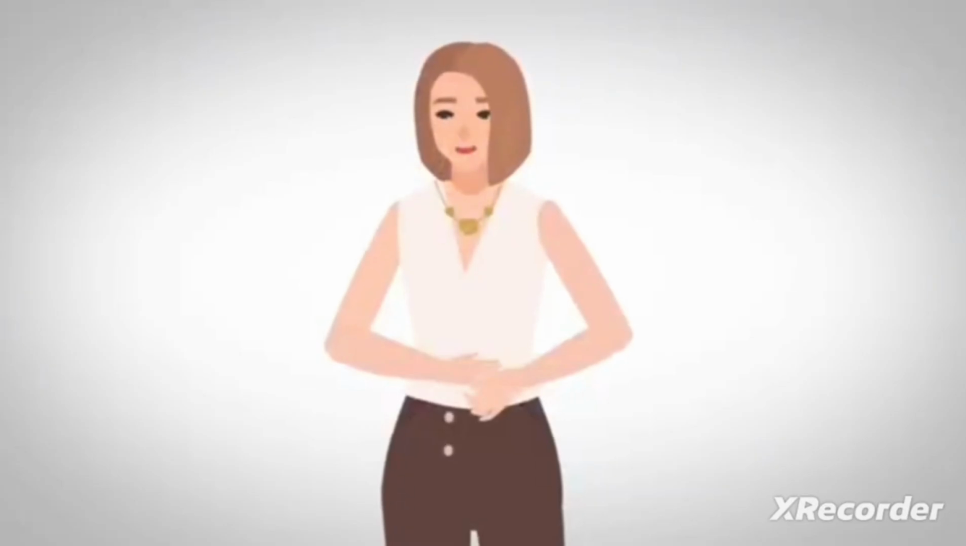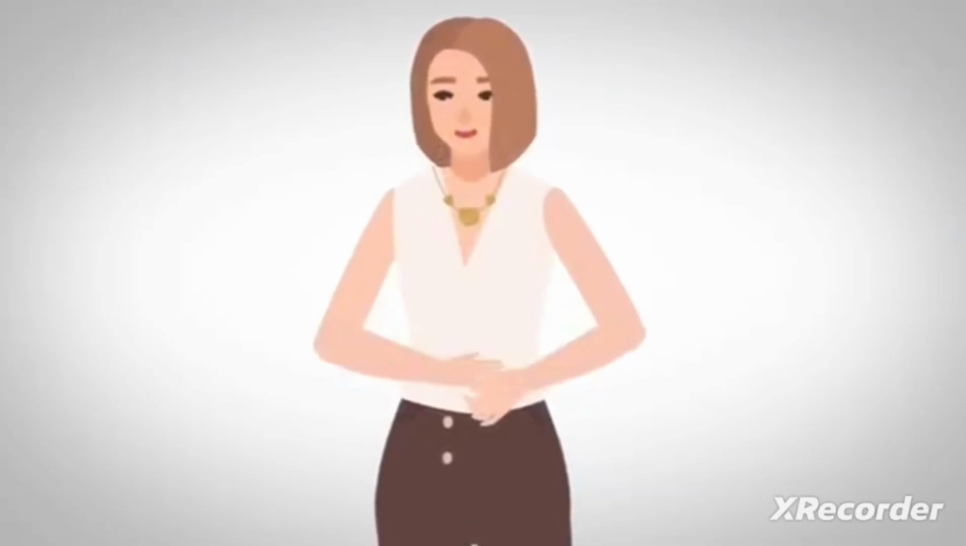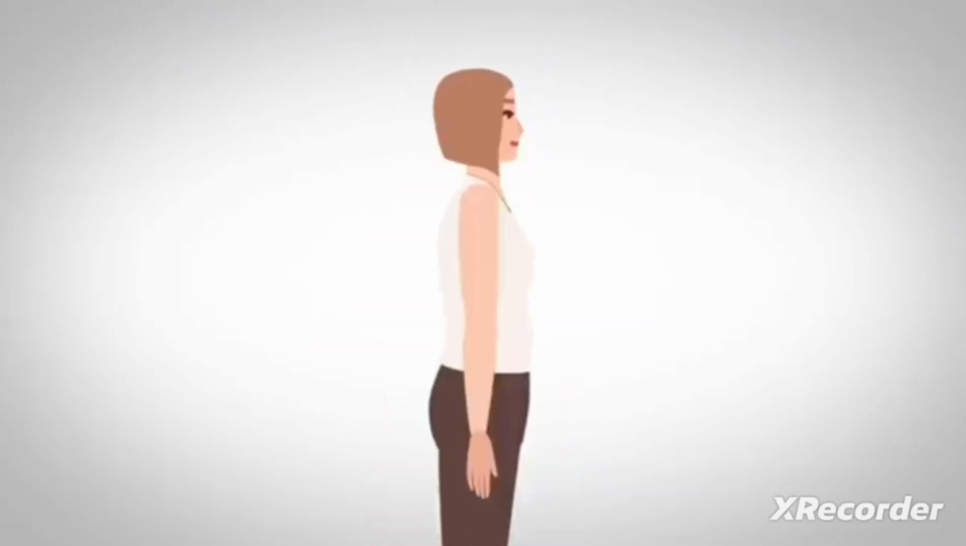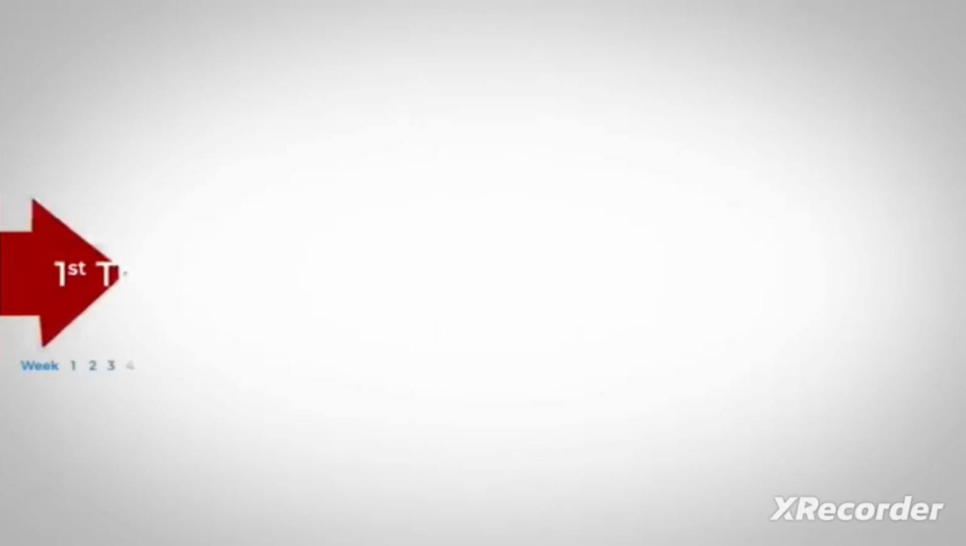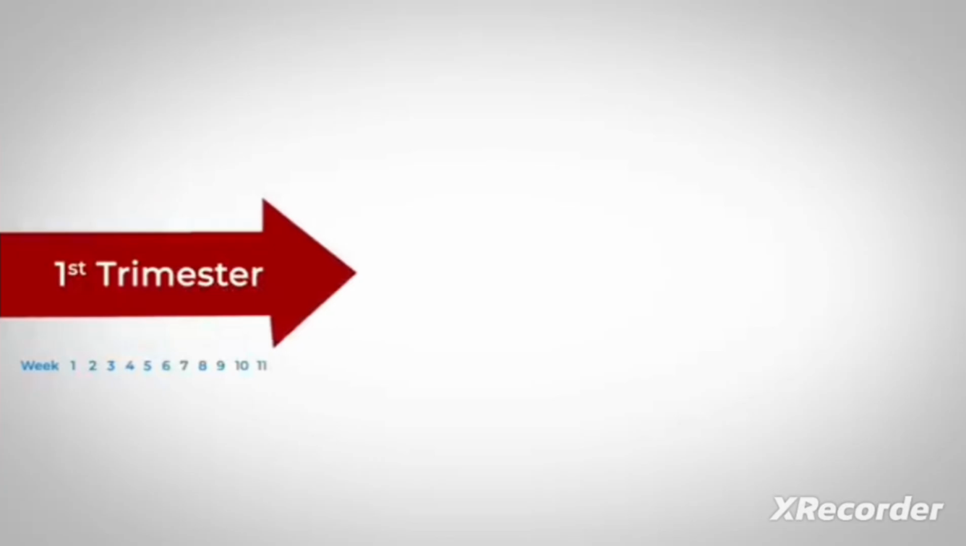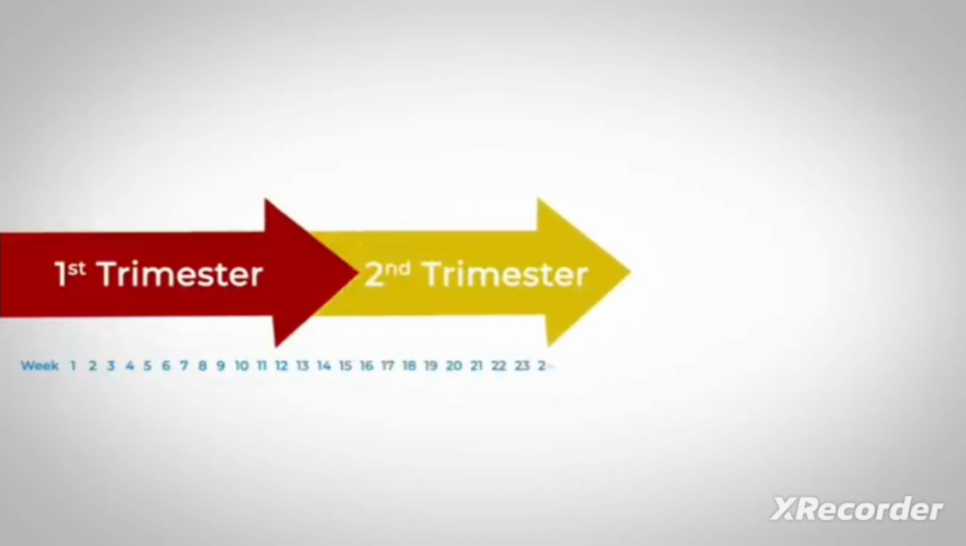This animation will show how your baby develops during pregnancy. Pregnancy usually lasts around 9 months or 40 weeks, and it's divided into 3 trimesters. The first trimester is from week 1 to week 12. The second trimester is between weeks 13 to 27, and the third trimester is from week 28 until birth.